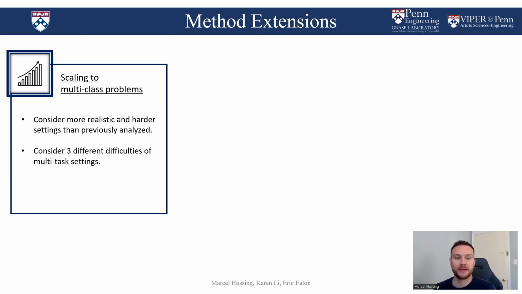In this paper, we analyze additional settings as well as several extensions to the sliced Wasserstein embedding alignment. First, we consider more realistic and harder settings than previously suggested. For this, we have several difficulties of varying numbers of classes from the SO2-SAT dataset.